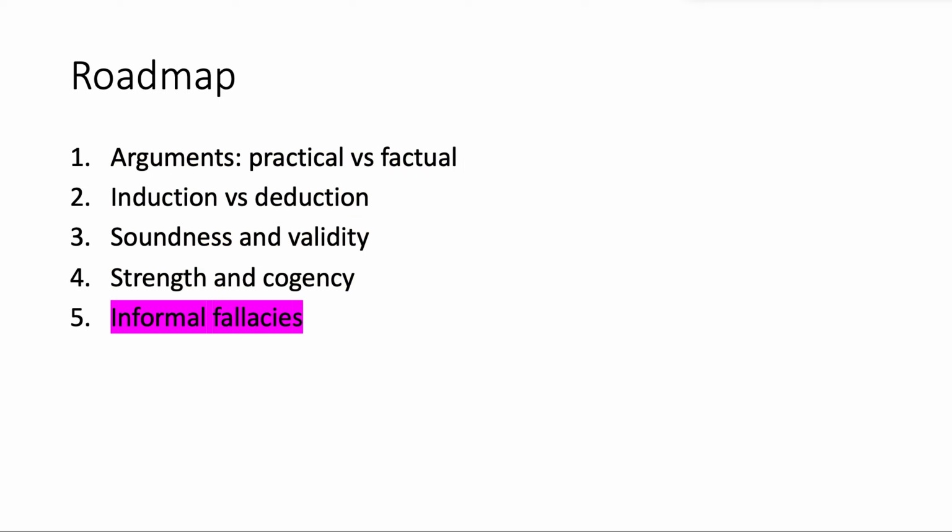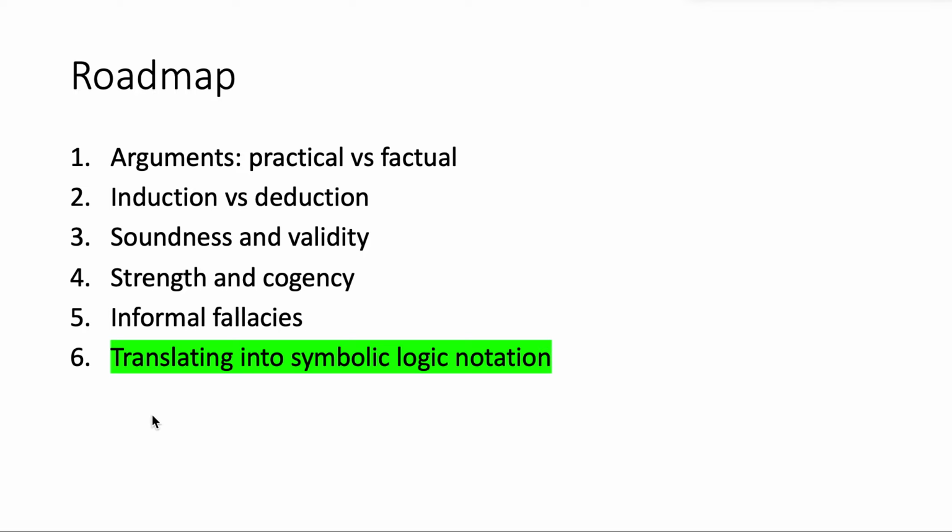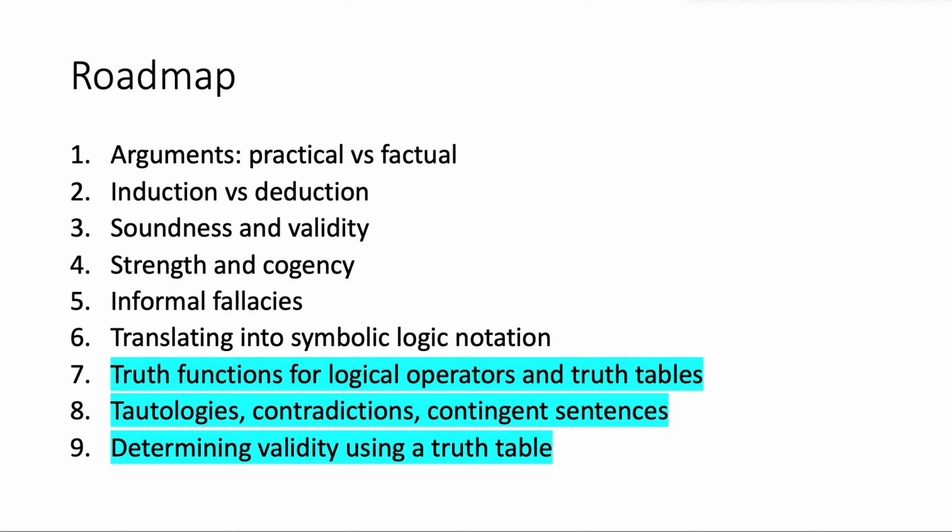The second section is all about informal fallacies. The next is really about translating arguments or sentences that are written in English, in natural language, into symbolic notation. And then the final group of topics is all about truth tables.